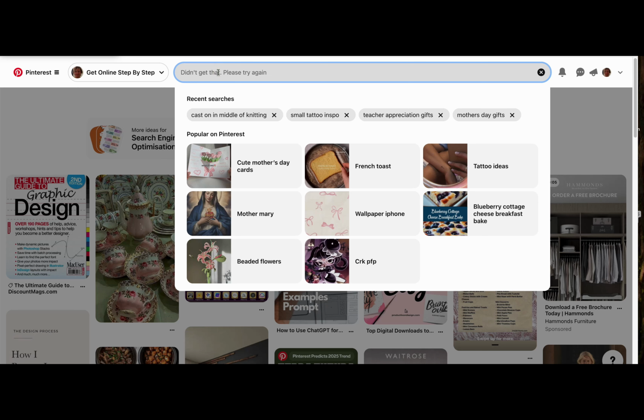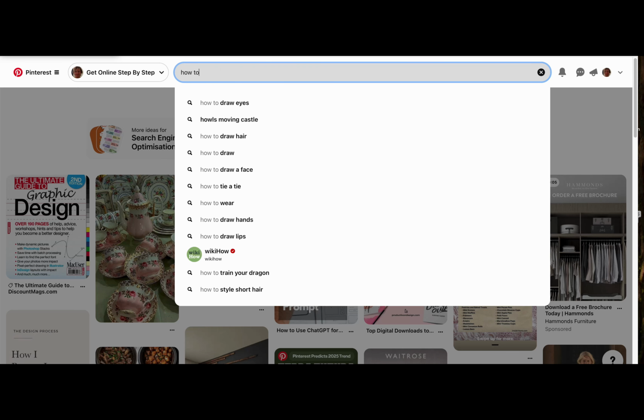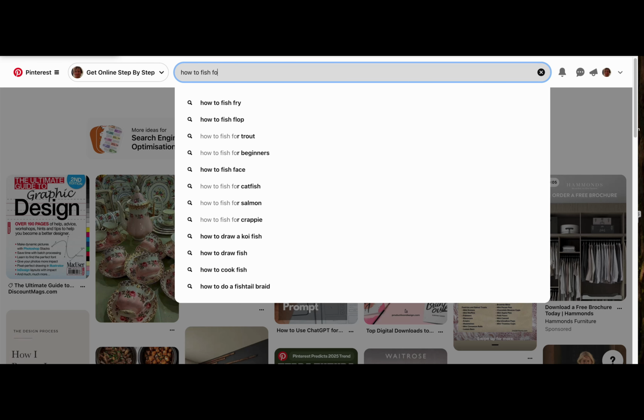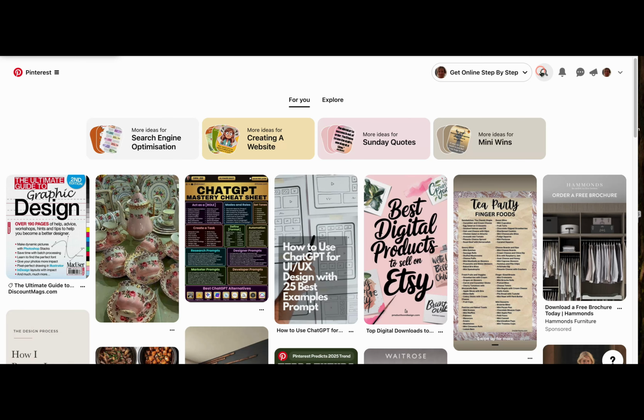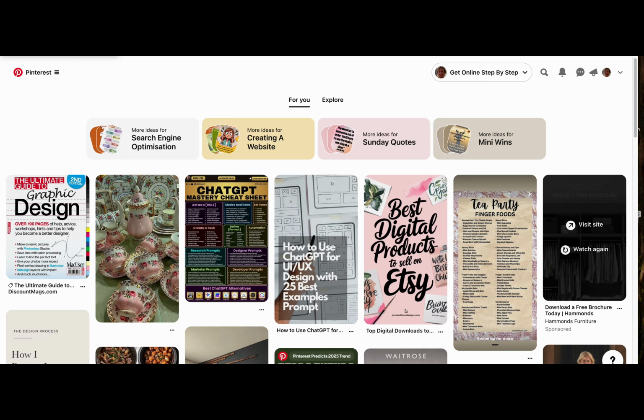We'll try our fishing one again. How to fish for, there we go again. You've got all these possible blog titles, focus keywords that you can write about on your blog. So have a look at Pinterest. Even if you don't get many keywords, it's lovely to look at. But as I say, it is a time stealer, so be careful on that one.